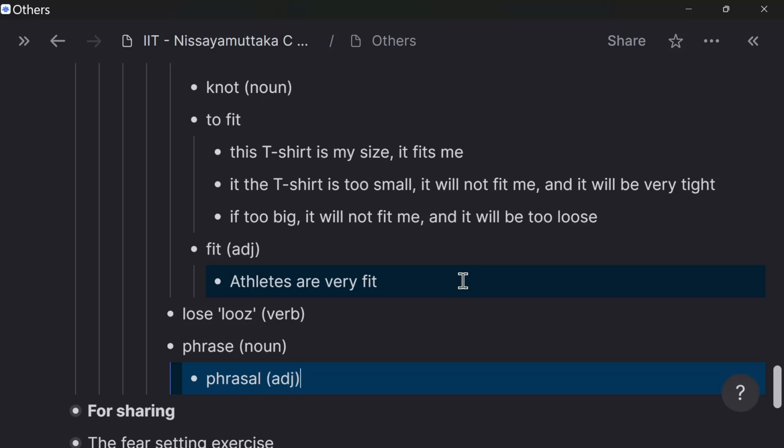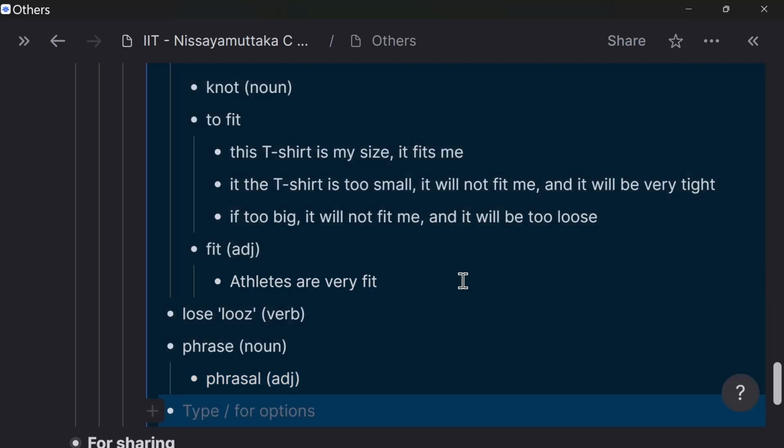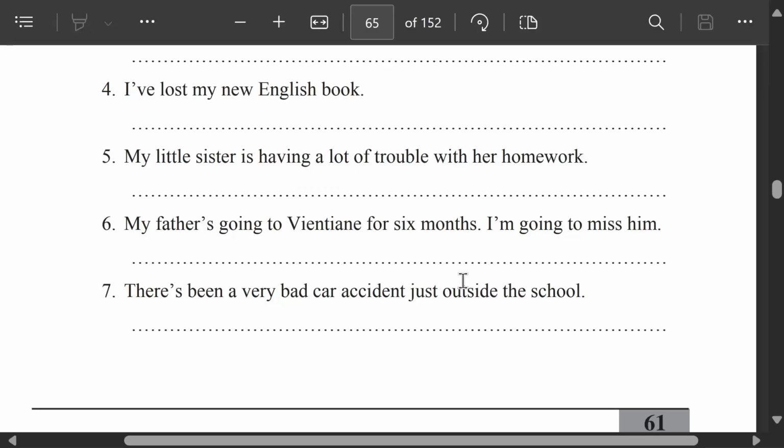Phrasal. Do you remember we learned this? Okay, let me ask you this. This whole thing, what do we call it? Yes, that's a sentence.